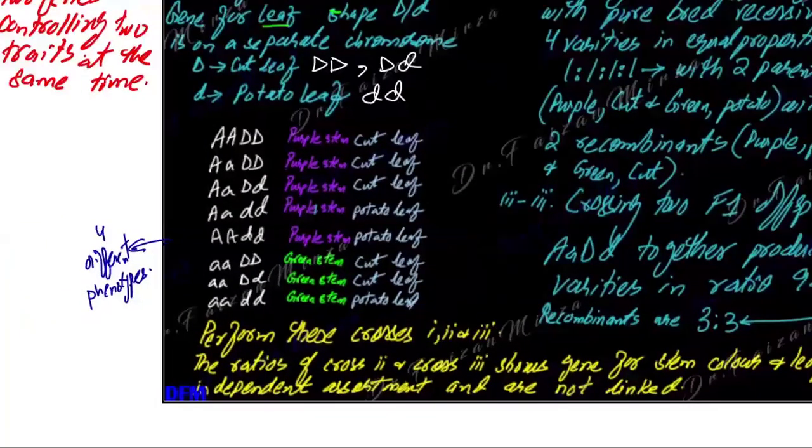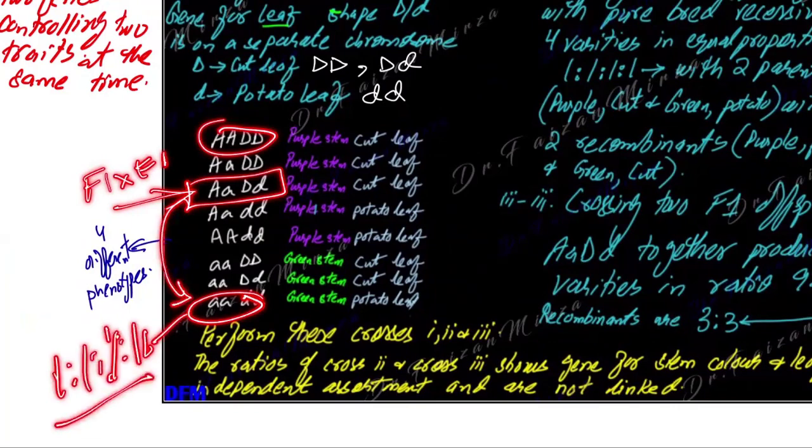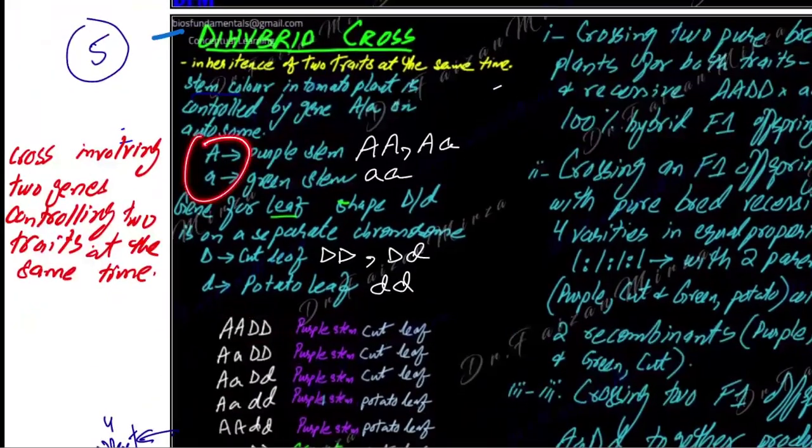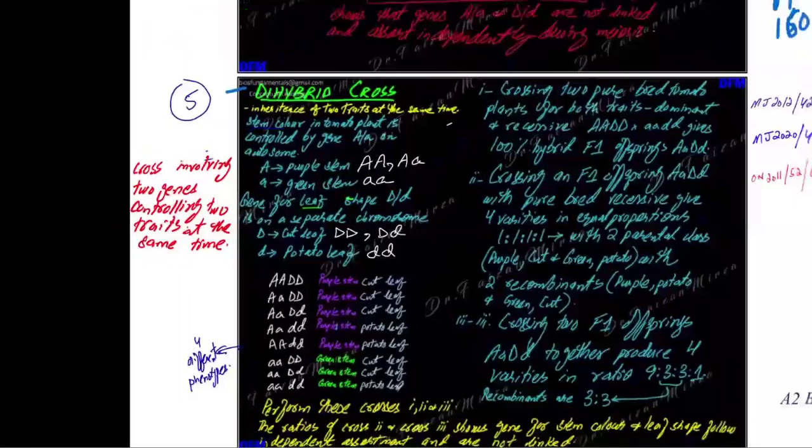So if we take the first cross of purebred dominant with purebred recessive, we'll get 100% hybrid offspring. This is called the F1 offspring. If we cross the F1 with F1, we get a 9:3:3:1 ratio. If we cross F1 with purebred recessive, we get a 1:1:1:1 ratio. And in all these ratios, if independent assortment is being followed between the genes of capital A small a and capital D small d, it means that the 9:3:3:1 ratio will be followed, the 1:1:1:1 ratio will be followed, and there will be two recombinants in either case.